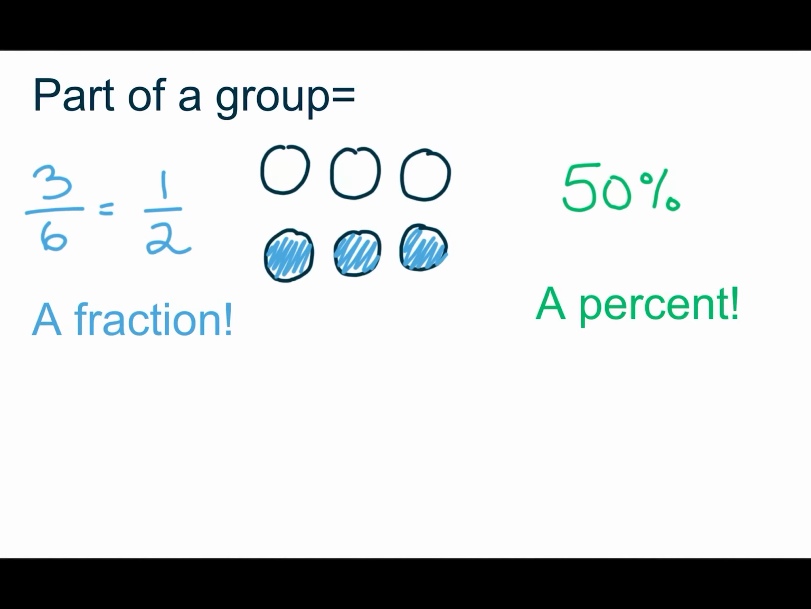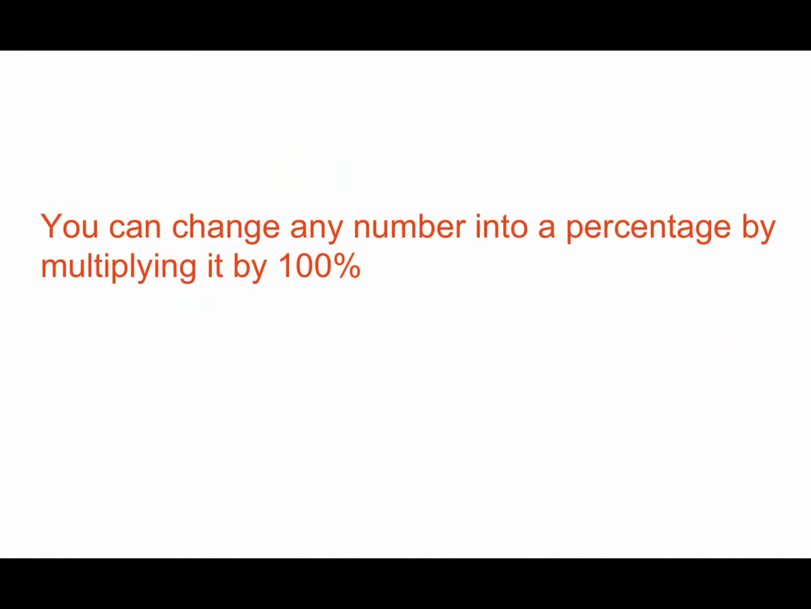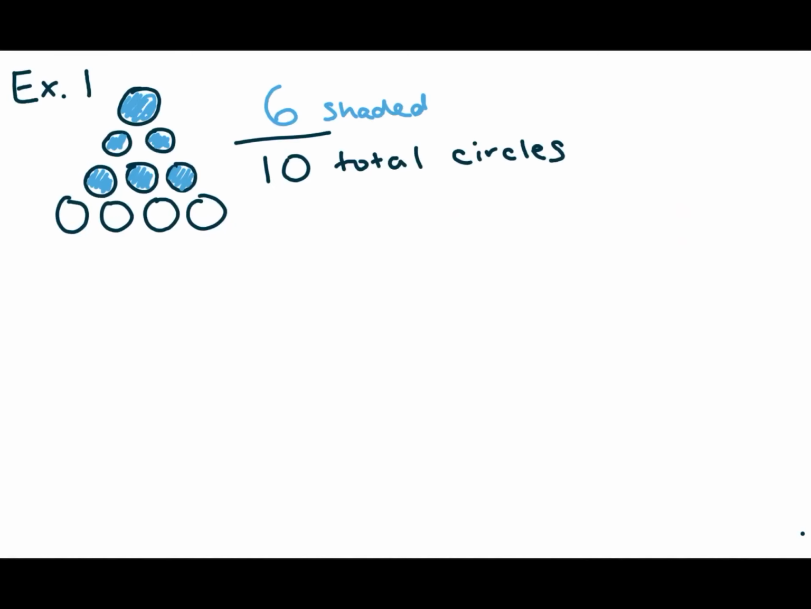Now, recall that when we have part of a group, that part of a group can be a fraction, and that part of a group can be a percent. They're the same thing. They're the same way of expressing the same thing. And recall that from a previous lesson, you learned that you can change any number into a percentage simply by multiplying it by 100%. So armed with that knowledge, let's get started on the examples for this lesson.